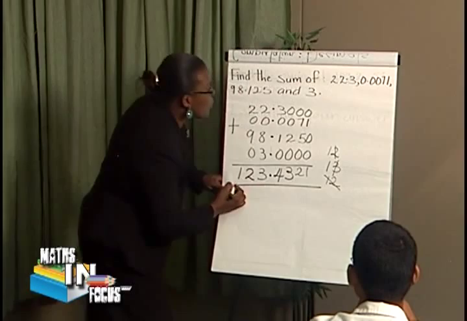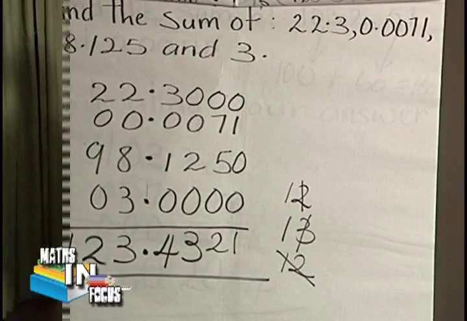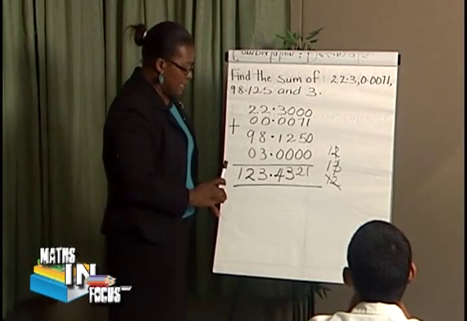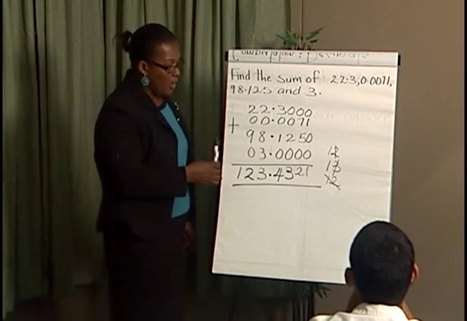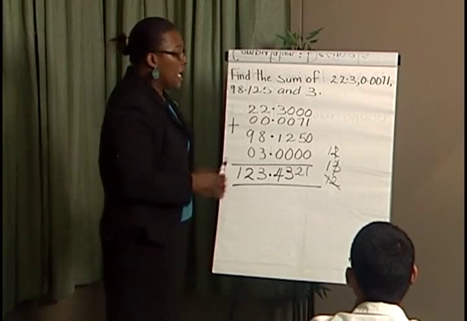So when we find the sum of 22.3, 0.0071, 98.125, and 3, our sum is 123.4321. And you see how we have made use of our equivalent decimals, okay? And why we have put in our zeros to help us emphasize the decimal point and not to miss any place.